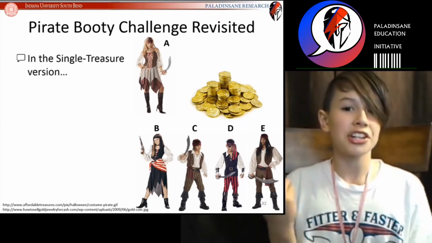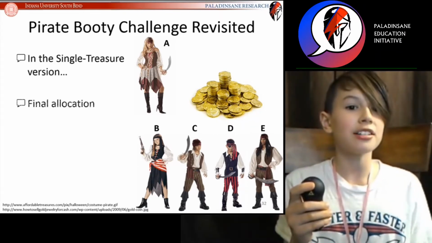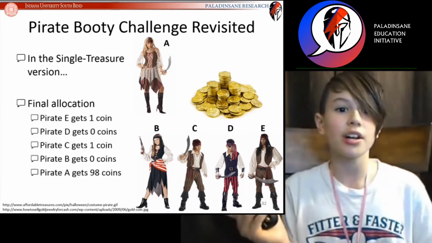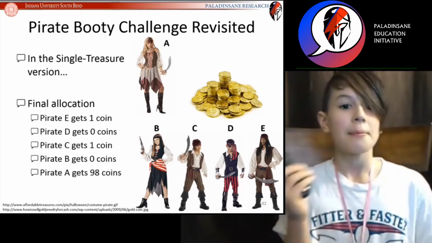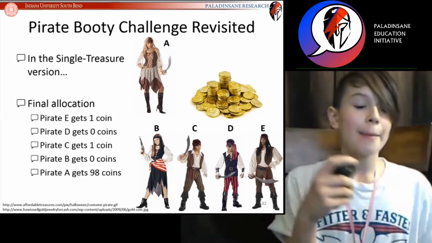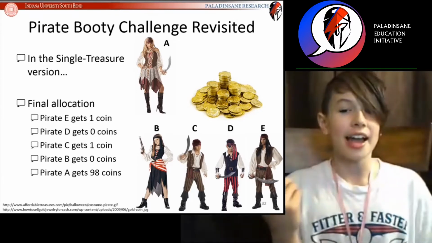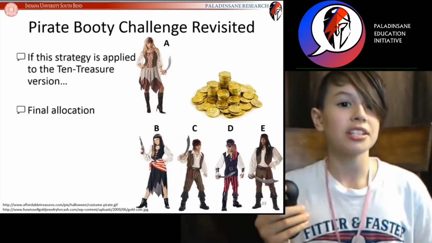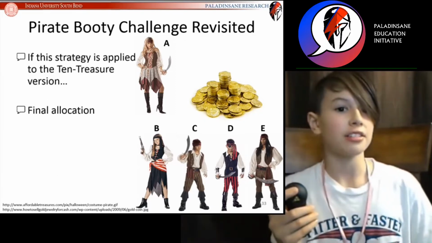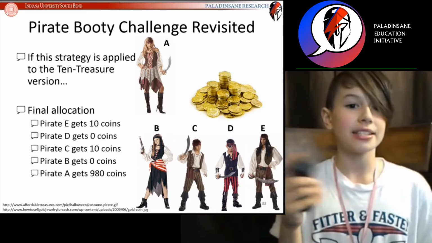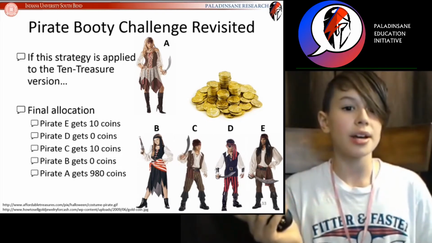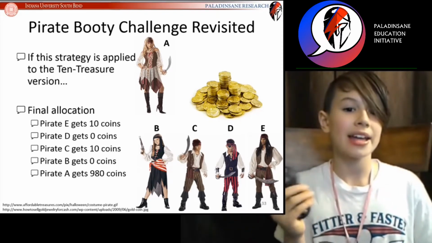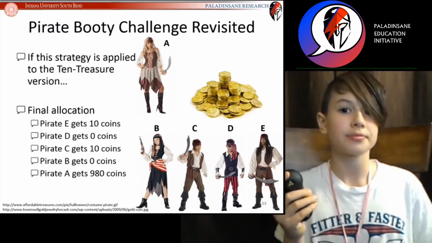In the single treasure version, final allocation: Pirate E gets one coin, Pirate D gets zero coins, Pirate C gets one coin, Pirate B gets zero coins, and finally, Pirate A gets 98 coins. If this strategy is applied to the 10 treasure version, final allocation: Pirate E gets 10 coins, Pirate D gets 0 coins, Pirate C gets 10 coins, Pirate B gets 0 coins, and Pirate A gets 980 coins.